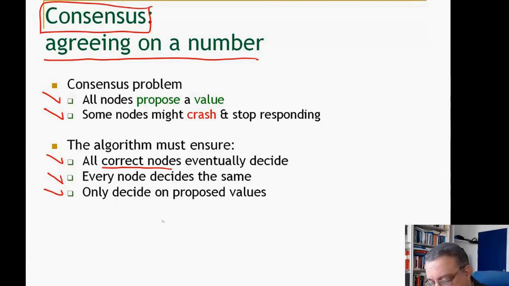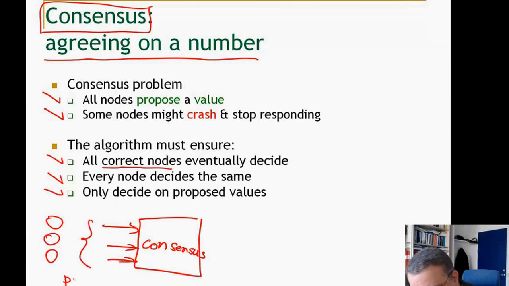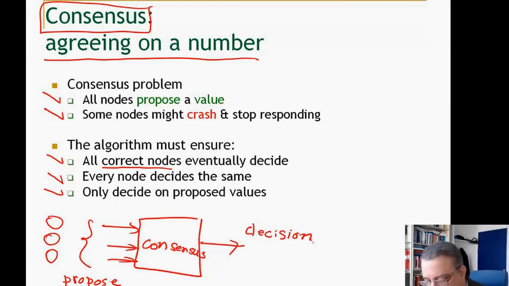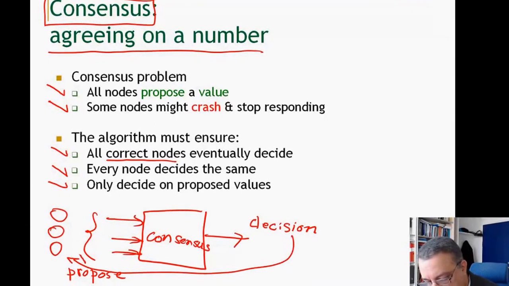So you can think of it this way. Here is consensus. We have nodes that propose, and here we get a decision, and this decision should be a single value, and every node should be informed of this value.